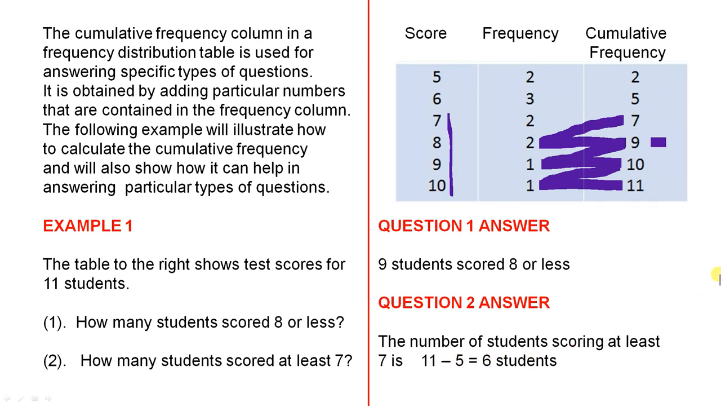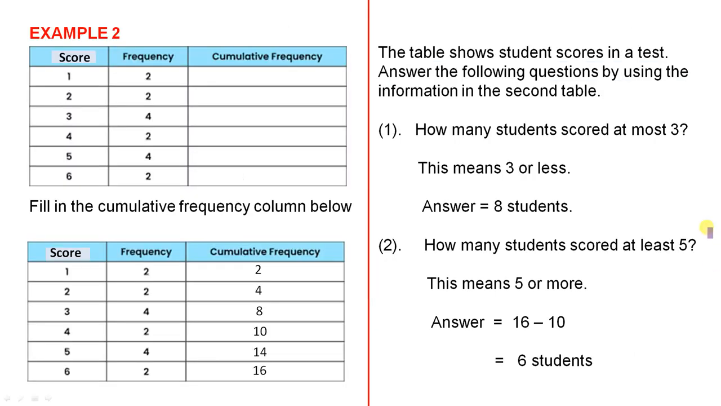So let's have a look at the next example. The table shows students' scores in a test. Answer the following question by using the information in the second table. So basically we don't have the cumulative frequency, but from the table in the previous slide, that's always the same, so that's a 2. To get this one here, it's 2 plus 2 gives us 4, so that's 4. To get this number, 4 plus 4 gives us 8.